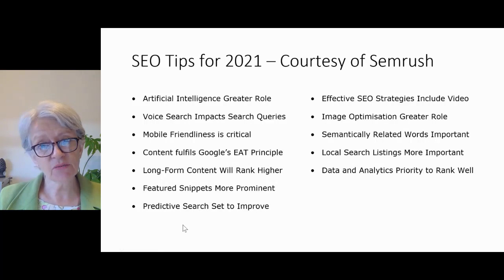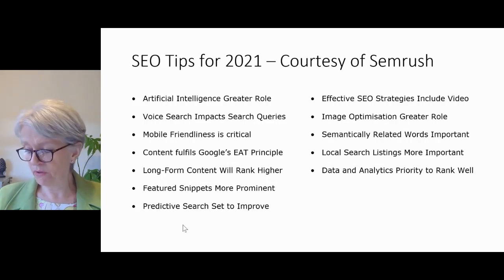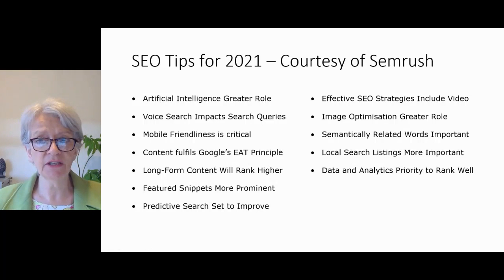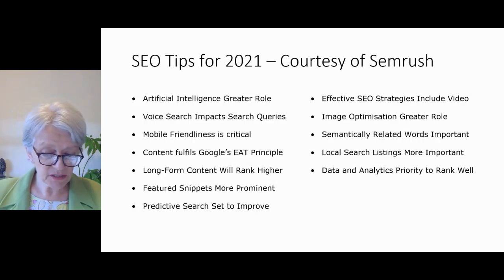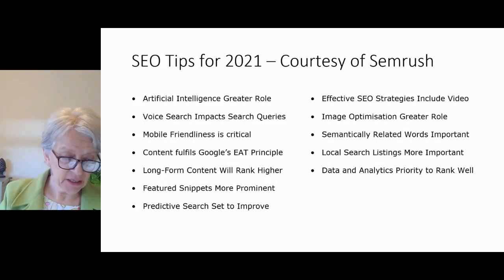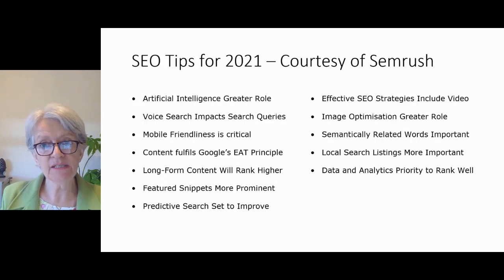Image optimization will play a greater role on Google. I don't know about you guys, but I'm certainly using image searches much more now. And if you don't have the right tags on there, the search engines do not know what it is a picture of. So semantically related words are important, including different words and different ways of describing things, so Google gets a real sense of the context.